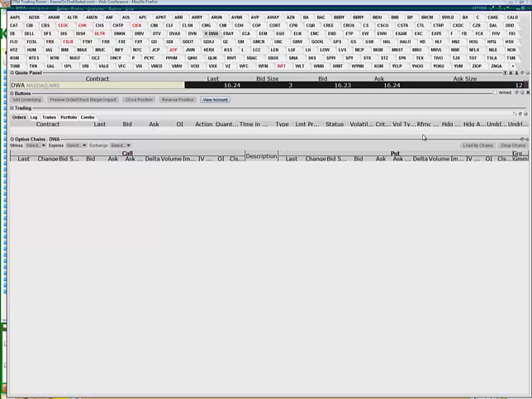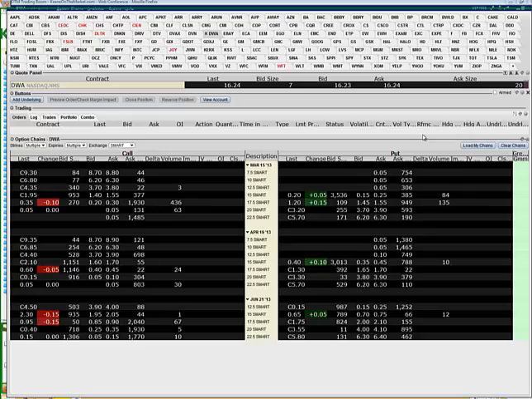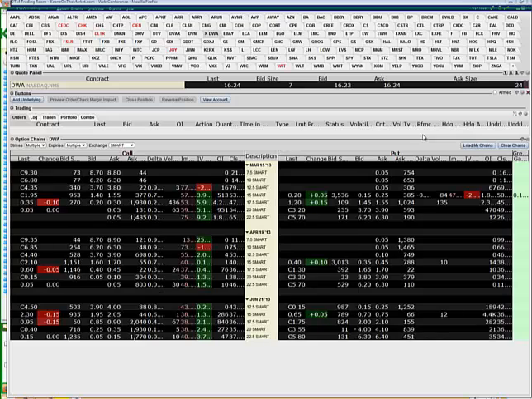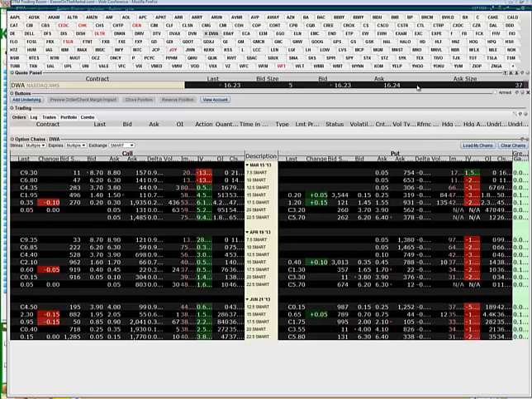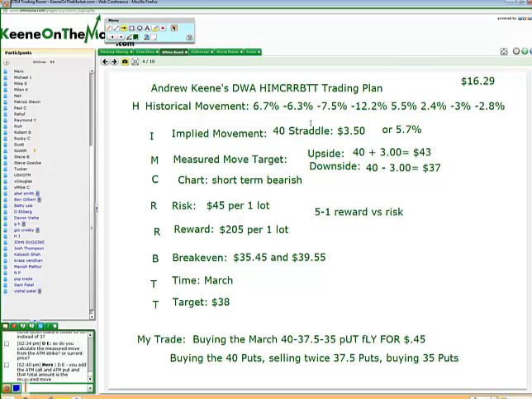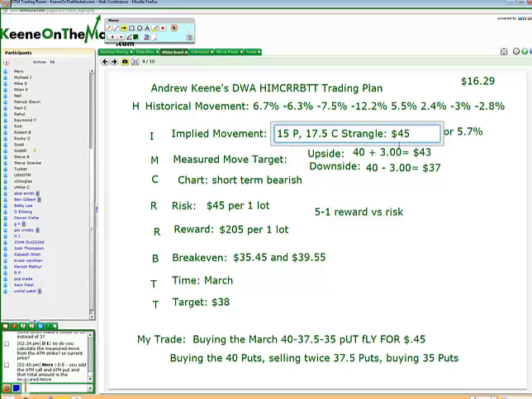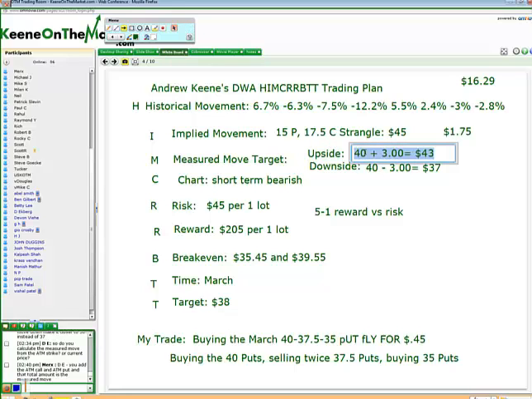It's loading very slowly. The 15 put, 17.5 call strangle is currently priced at 45 cents. So the stock has to move $1.30 plus that 45 cents. So it's implying it's going to move $1.75. Okay? This is a better way to look at it.